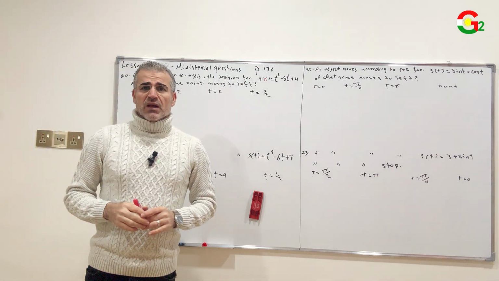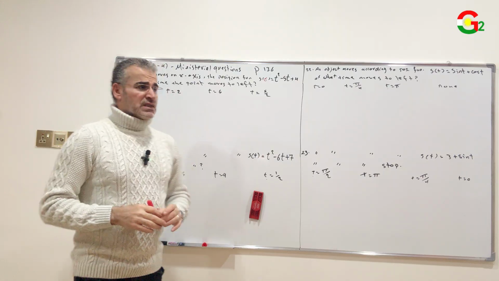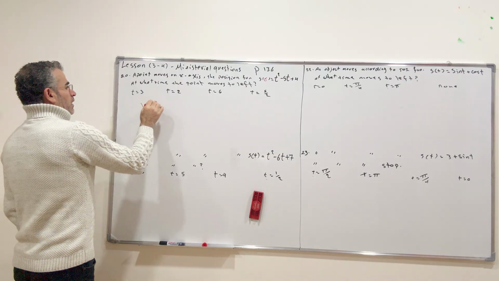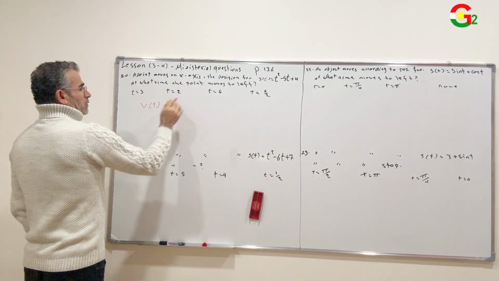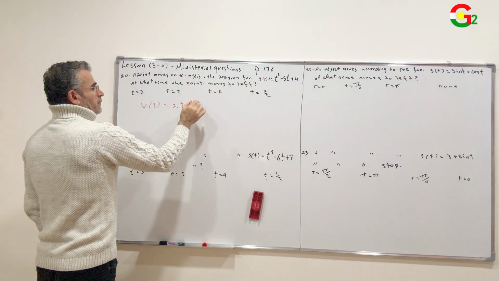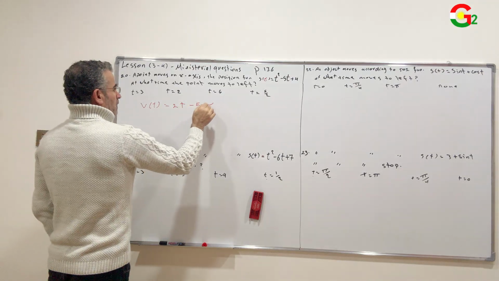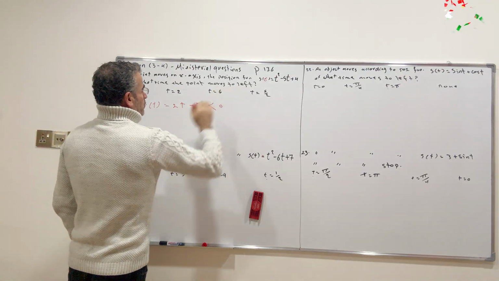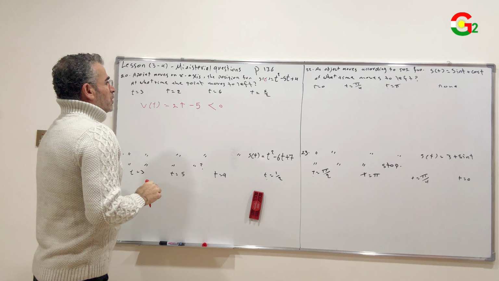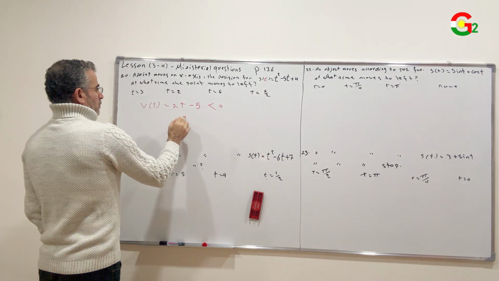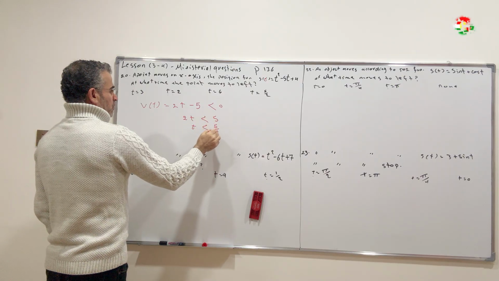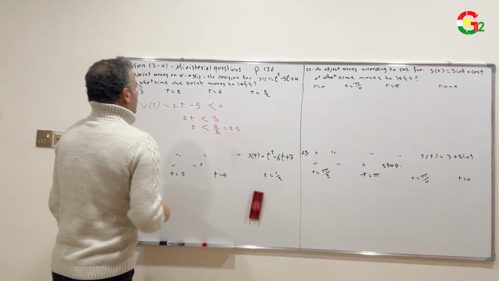The point moves to the left when the velocity function is less than 0, under the x-axis. First, we find the velocity function, equal to the derivative of the position function: 2t minus 5. Set it less than 0 because we want to find at what time the point moves to the left. Then 2t less than 5, then t less than 5 over 2, which is 2.5.